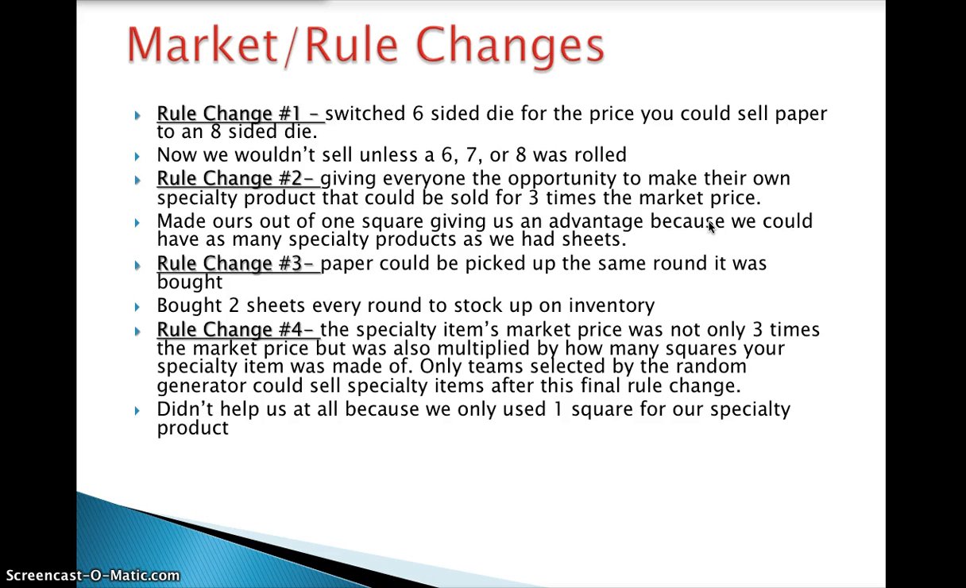For market and rule changes, the first rule change is we switched to a 6-sided die instead of an 8-sided die to determine the price she could sell paper for. For rule change number 2, everyone was allowed one specialty product that could be made with any amount of squares of your choosing. If your team was selected at random, they could sell as many specialty products as they wanted for 3 times the market price.